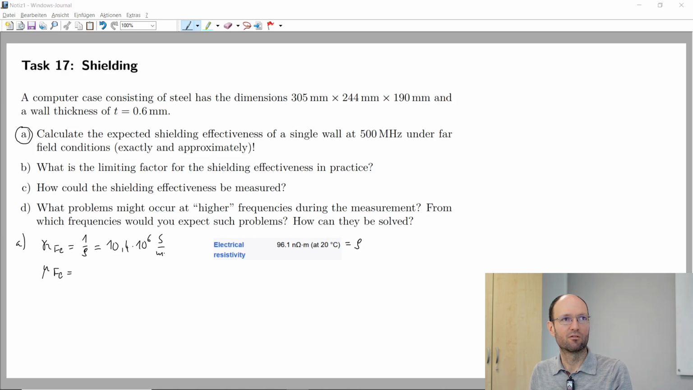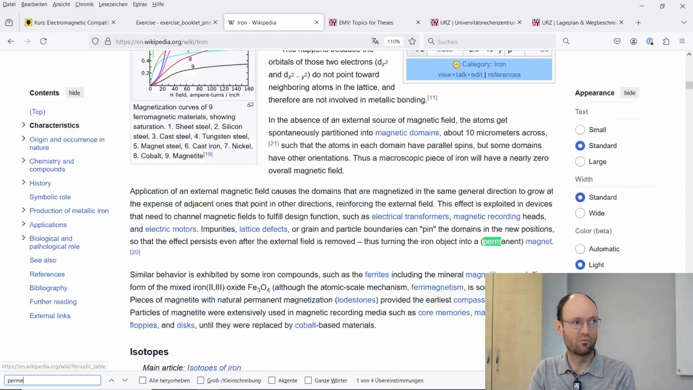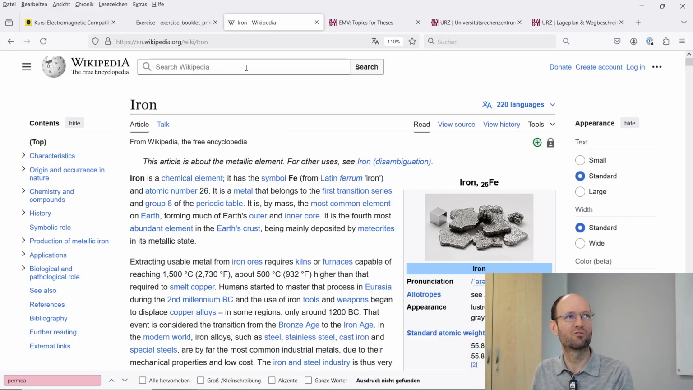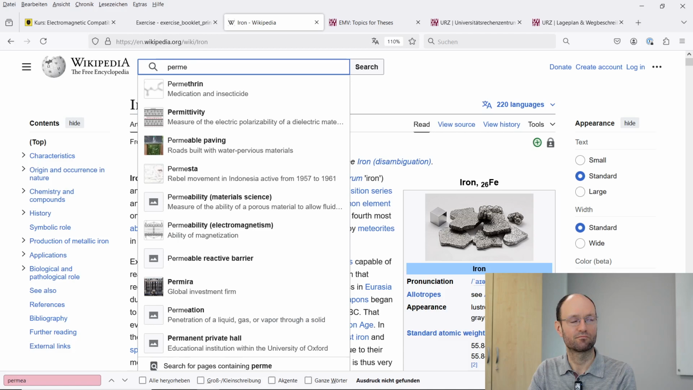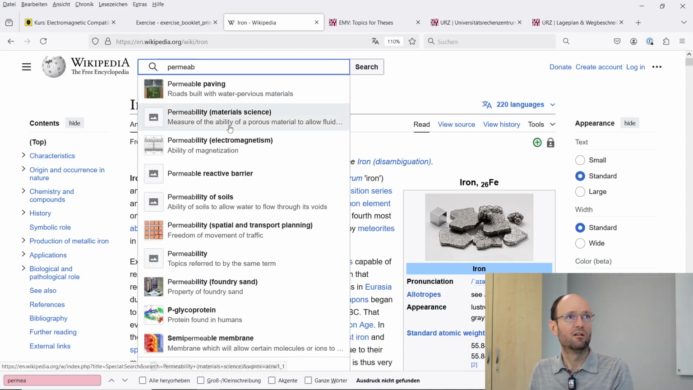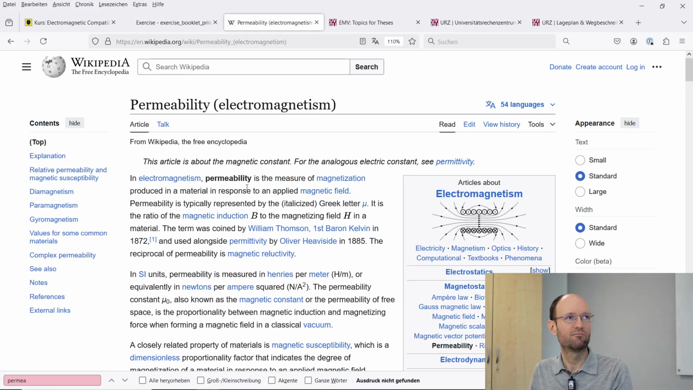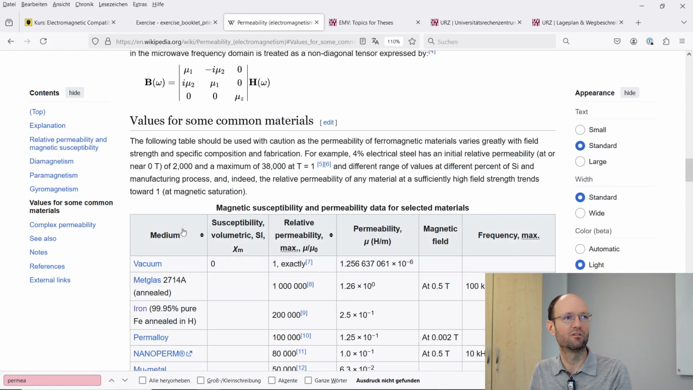Okay, so we can go back to Wikipedia and maybe check for permeability, and permeability is unfortunately not given on this website. So maybe then we can just search there for permeability in electromagnetism, and let's see if there is somewhere a table of values for some common materials.